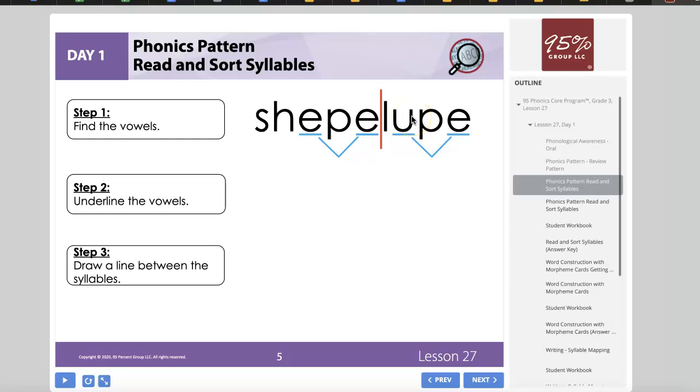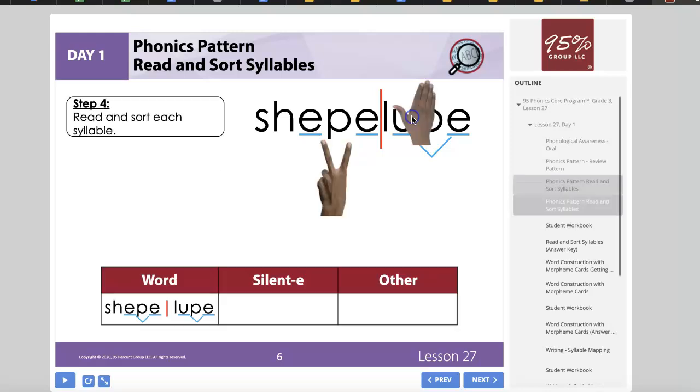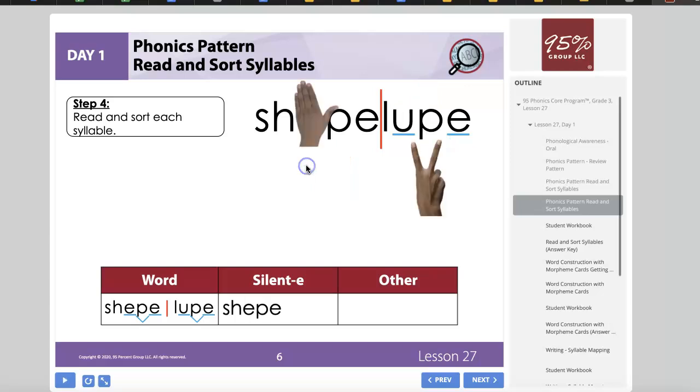Now this is a nonsense word. It's not a real word. Now let's take a look right here. Sheep. Where does that need to go? Long vowel silent E. All right, let's look at loop. L-oop. Loop. Where does that need to go? Long vowel silent E. Great job.